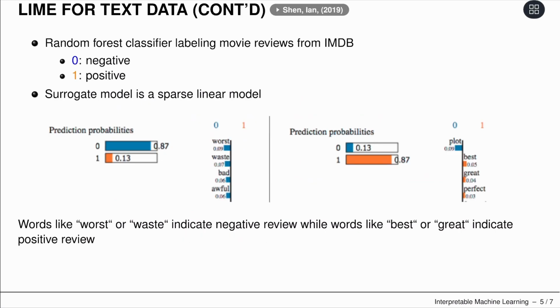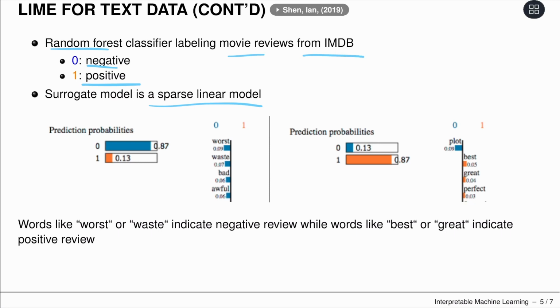So let's do that a bit more concretely. Let's say we've trained a random forest classifier labeling movie reviews from IMDb, a very famous movie rating review database. And let's say there are negative reviews and we have positive reviews. Our local surrogate model is now a sparse linear model. And now we can check actually what is the impact of certain things.